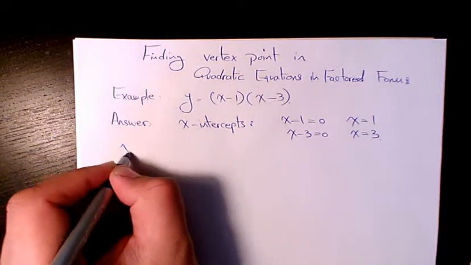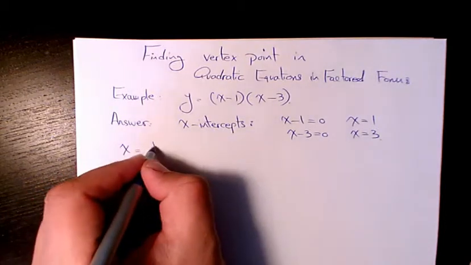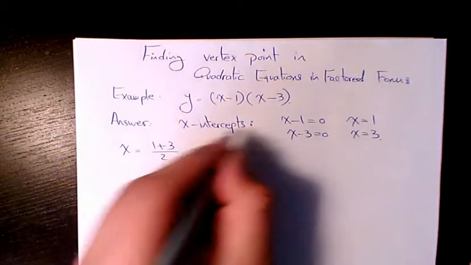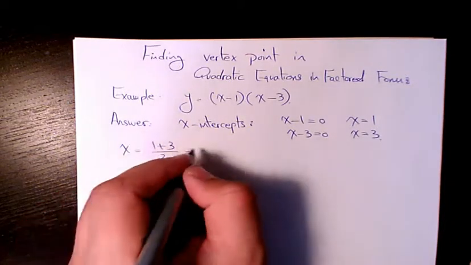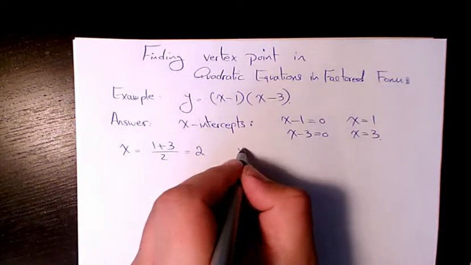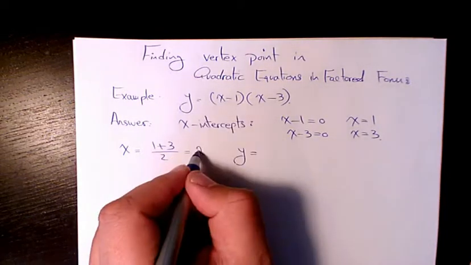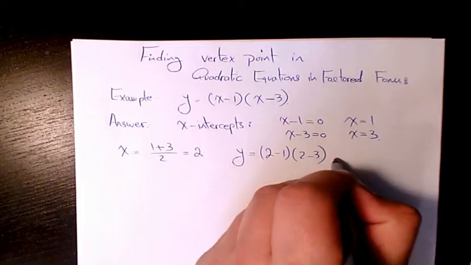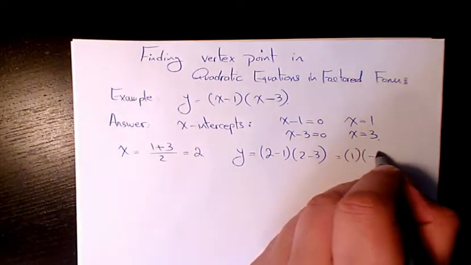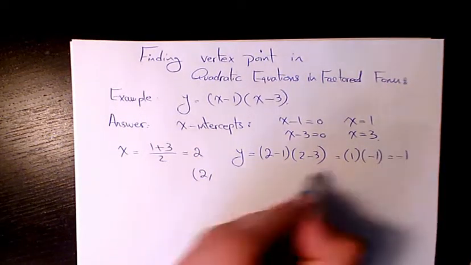So the x component of the vertex point is going to be the average of the two intercepts. So 1 plus 3 divided by 2 is going to be 2. And if you want to find y, we just sub this in here, and then we can find y. So it's going to be 1 times negative 1, that's going to be negative 1. So the vertex point is going to be 2 and negative 1.